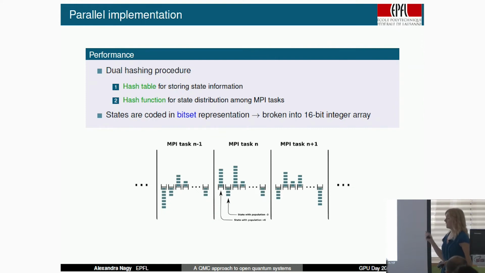For this, I used the dual hashing procedure. First, all of the state information is stored in a hash table, which was needed because during the annihilation, one has to look up almost all the incoming states. And the more important one is that I use a hash function for state distribution among the MPI tasks. What does it mean? I represent the state, and I feed the hash function with this state, which will assign it to one of my processes. You can see it on the picture. I have my tasks next to each other, all of them with their assigned states, which have plus or minus walker population.